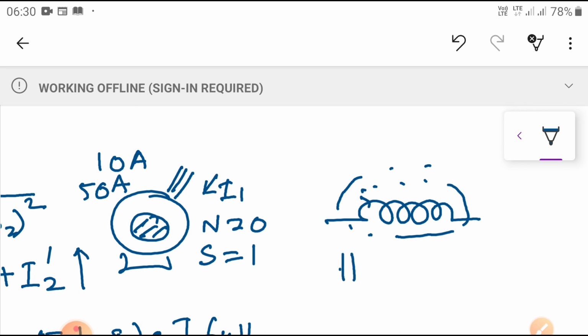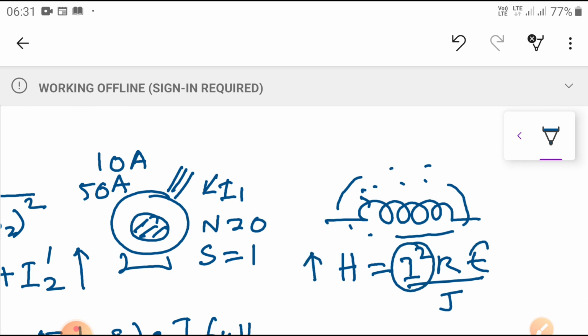Heat will develop. What is the formula? Heat is equal to I squared R T by J. So when the current increases 5 times, the heat also increases based on the time factor. If time increases, then the cumulative heat may damage our motor winding insulation. If the insulation fails or burns, then the total winding will burn out. This is the disadvantage if the temperature increases. What is the reason? The increase in current.